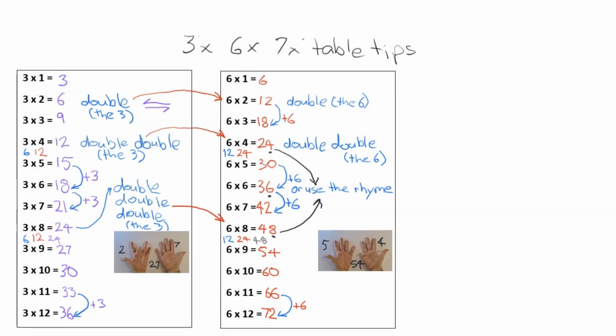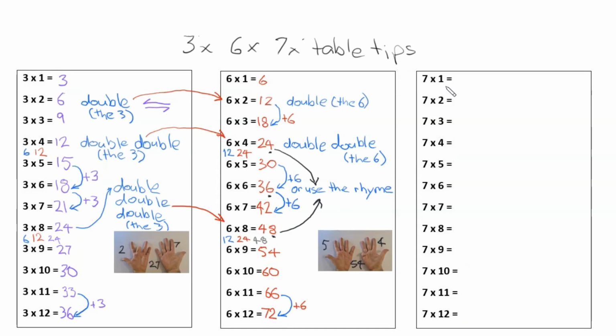Now for the 7 times table. Starting from the most obvious, one group of 7 gives us 7. 7 times 2, well, we use the double technique.